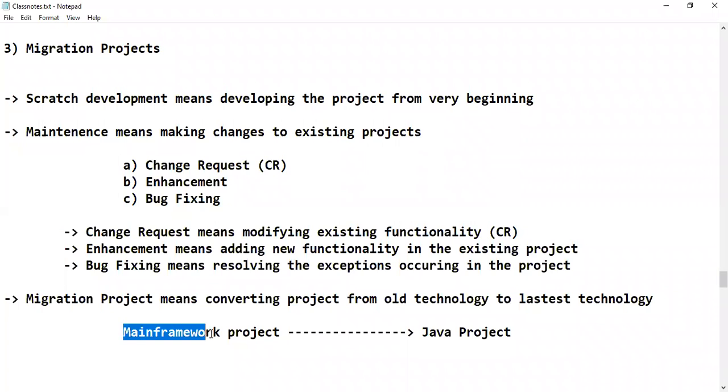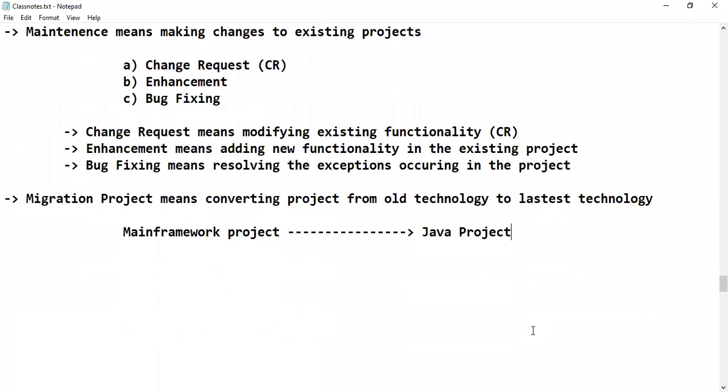Mainframe is one old technology given by IBM. Long back, 15 years back, people developed projects using mainframe, and that got outdated. Now those mainframe projects are migrating to Java projects. So that is called migration. Migration project means converting the project from one technology to another technology, or old technology to the latest technology.